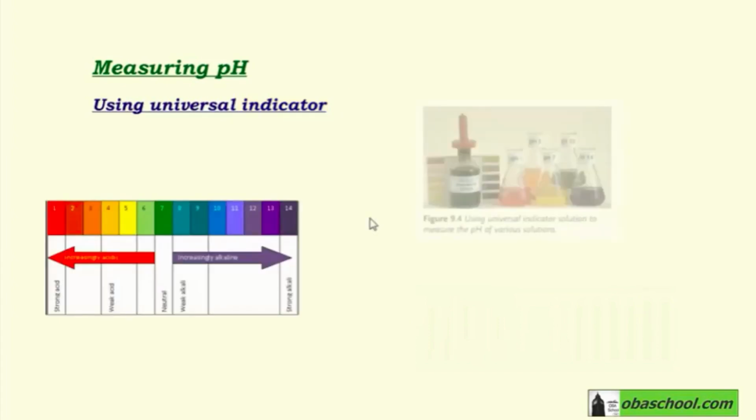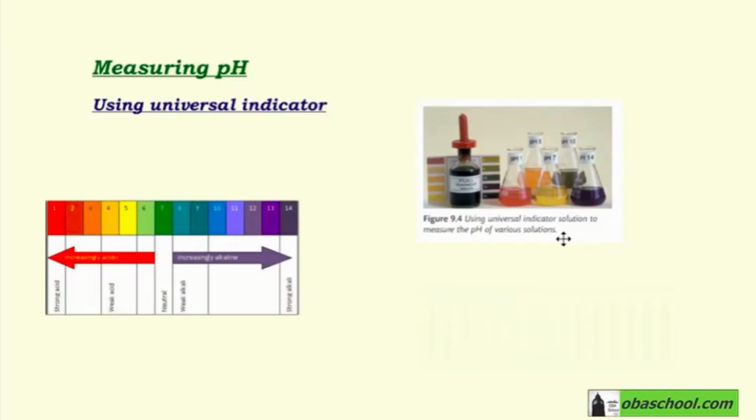Measuring pH. We said first of all we can measure pH using the universal indicator. Universal indicators are used worldwide to measure the pH. In this figure, we are using universal indicator solution to measure the pH of various solutions. These are the indicators, as we've seen before. They are solutions placed with the main solution to measure its pH.